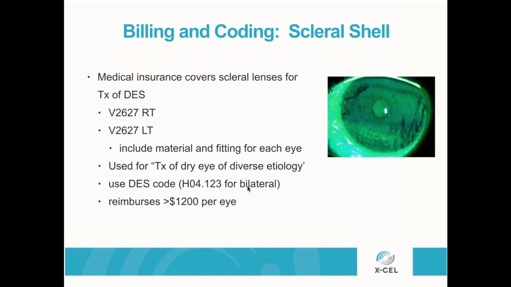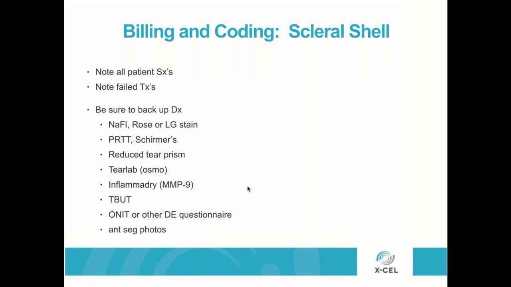Use your dry eye diagnosis for this, and just make sure you, again, just like with a medical or a vision plan, make sure you document the heck out of it. Make sure you have good documentation of their dry eye, note all the symptoms the patient's having, and note all the failed treatments like steroid drops, punctal plugs, whatever it might be, bandage contact lenses in the past that have brought them to the point where a scleral lens is now necessary.